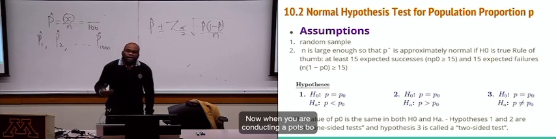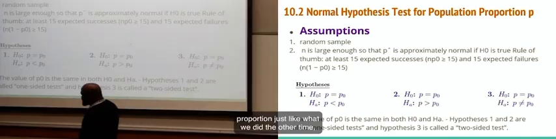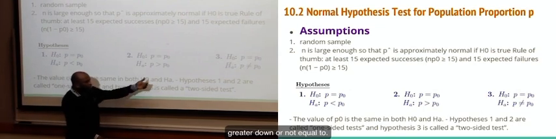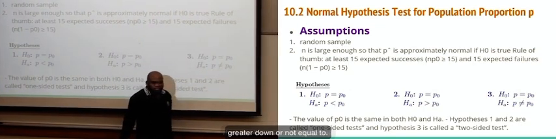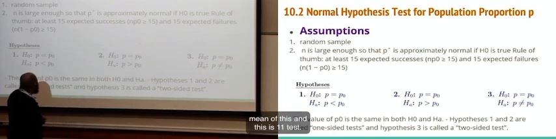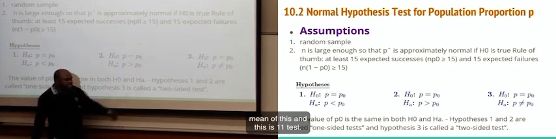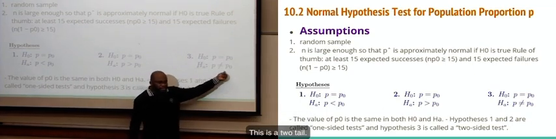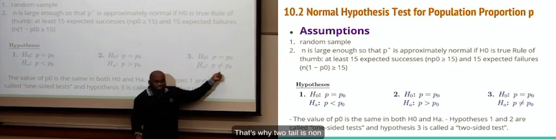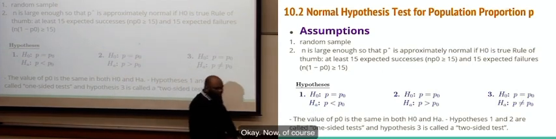Now, when you are conducting a hypothesis test about a proportion, just like what we did the other time under mean, the alternative may be less than, greater than, or not equal to, the same thing that we experienced when we talked about mean. And of course, this and this are one-tailed tests. This is a two-tailed test. What do I mean by that? Two-tailed means it could proceed in both directions. That's why it's not directional, and these are directional. Okay?